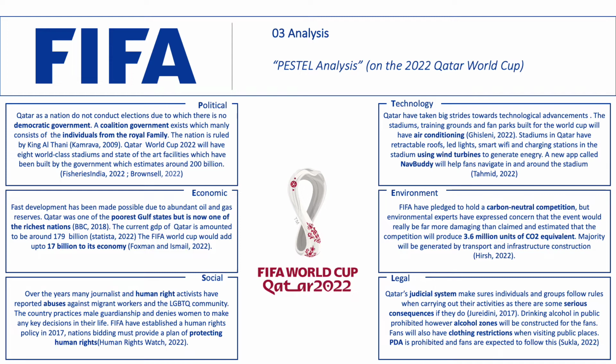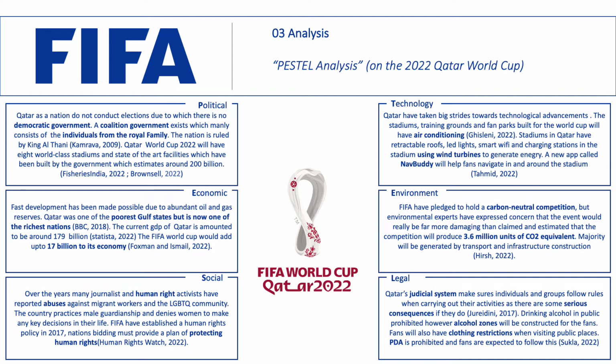Moving on to the economic aspect, Qatar is one of the richest countries in the world, and this is due to its abundant gas and oil reserves. The current GDP of Qatar stands at 179 billion, and the FIFA World Cup is going to impact the economy of Qatar by 17 billion. The most prominent impact of the World Cup will come from the surge of foreign visitors.